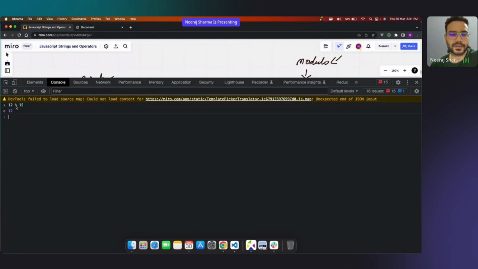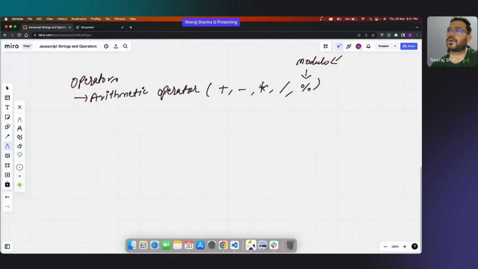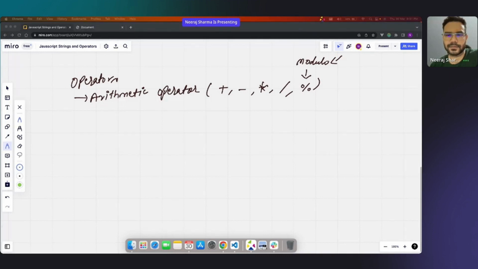We don't call it percentage. We call it modulo. That operator itself is called modulo. So this is the modulo operator. Though it looks like the percentage sign, it is not percentage. It's a modulo, something which you have in your maths. Clear? Anybody has any doubt on the modulo operator?